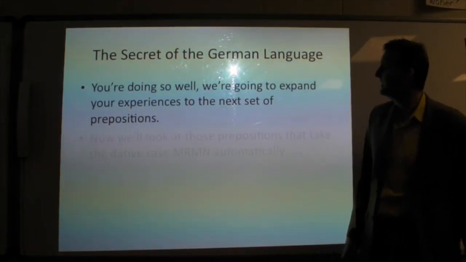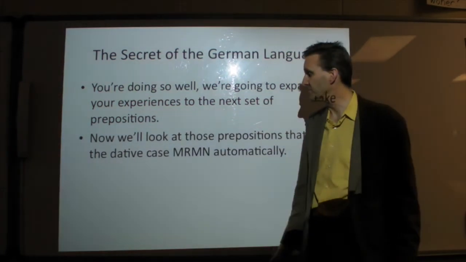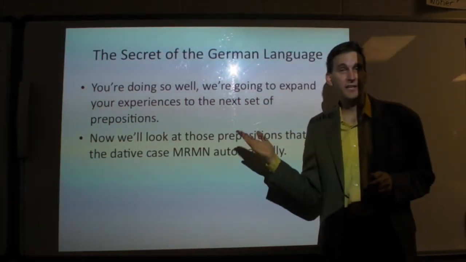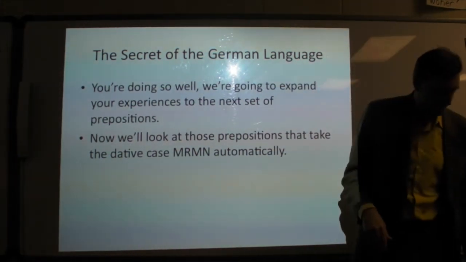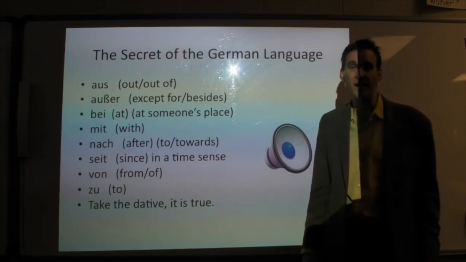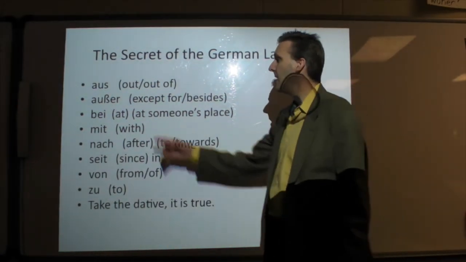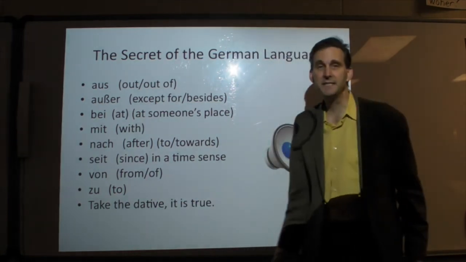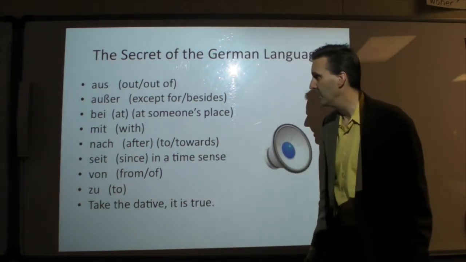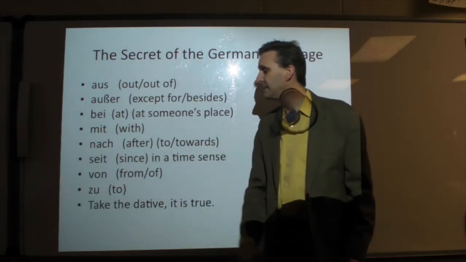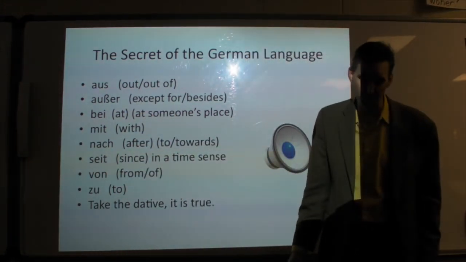So we're going to go to the next set of prepositions as well in this lesson. These are the prepositions that govern the dative case, the Mr. Man case, automatically. Okay? So if you want to write these here, and I'll pronounce them the way I like to. Aus, außer, bei, mit, nach, seit, von, zu, take the dative, it is true. I'll do it again. Aus, außer, bei, mit, nach, seit, von, zu, take the dative, it is true.